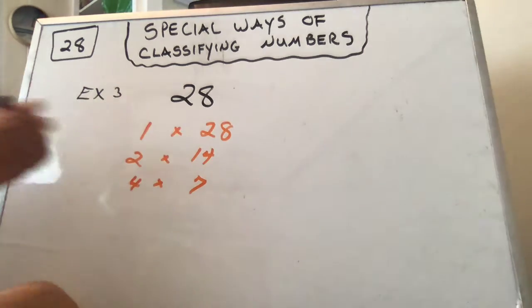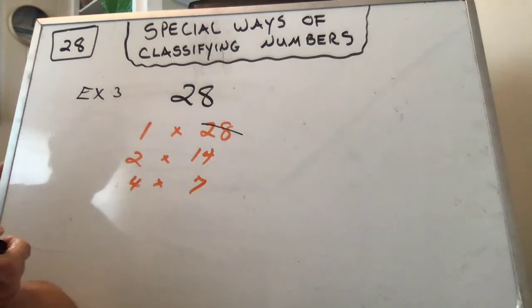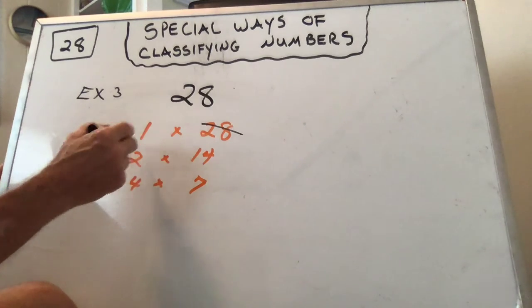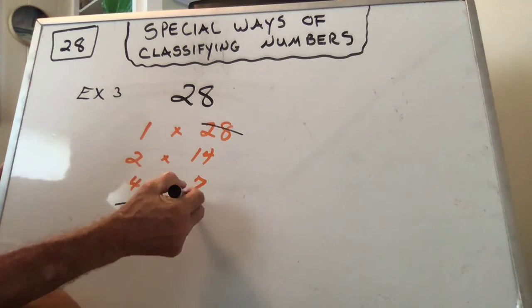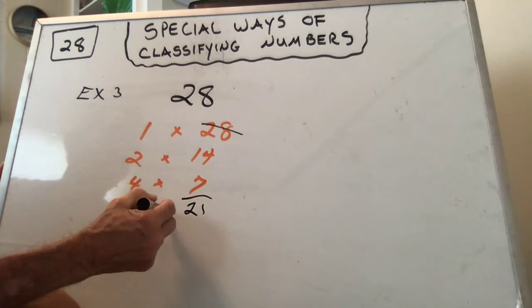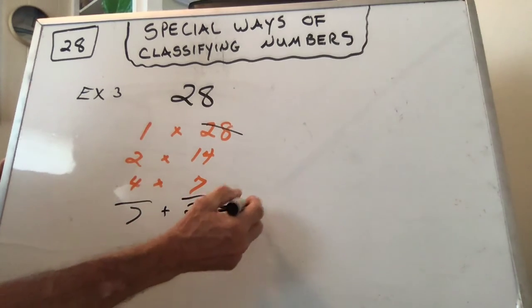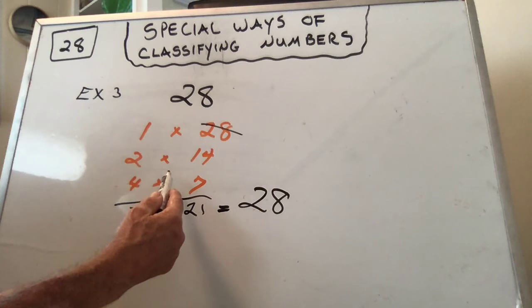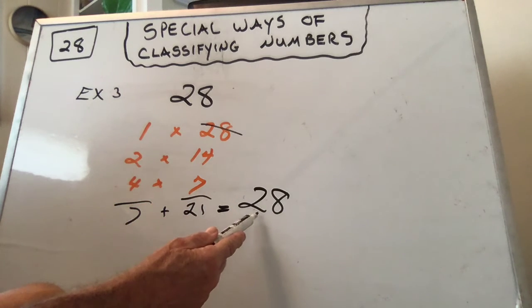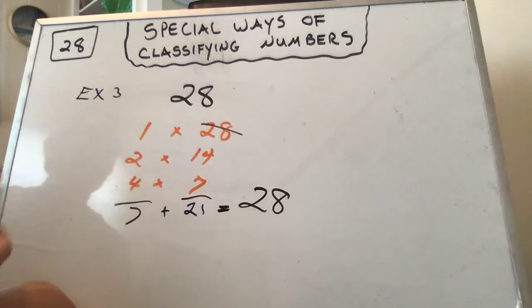So again, part 3, we add them all up, but we don't count our starting number. So 1 plus 2 is 3, plus 4 is 7. 14 plus 7 is 21. Add those together, check that out. Look familiar? So when you add all the factors of this, you get 28. And look what the starting number was, 28. That rarely happens.